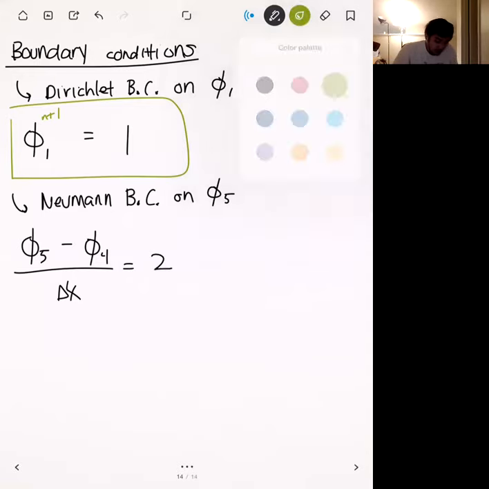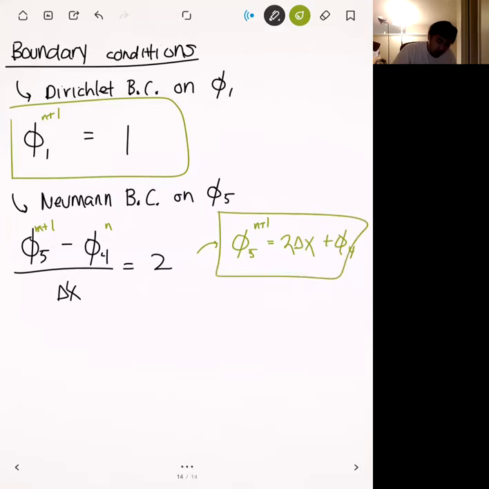Then to turn this into a time evolution equation, we have to assign a time index to each of these. For phi 5, we're going to have n plus 1. And just to make sure that we have a closed form expression, we're going to evaluate phi 4 at time step n. If we solve this equation for phi 5 n plus 1, we get 2 delta x plus phi 4.